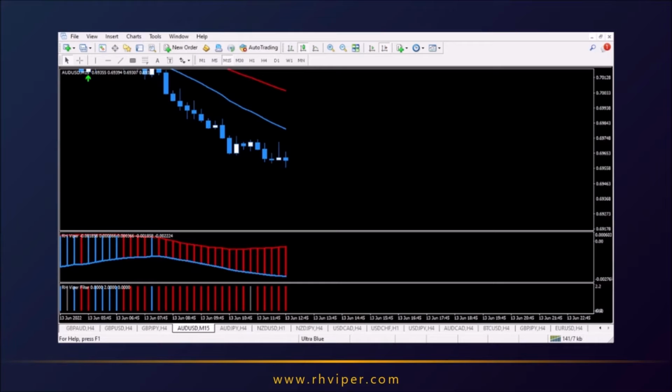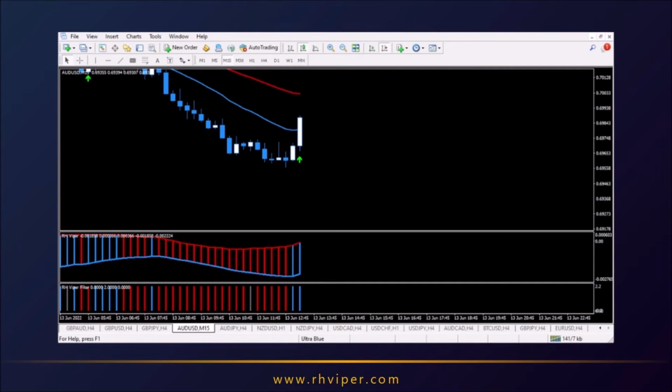So the next thing we're going to do now is be looking for the price to come back and touch that blue moving average. So when that does happen, we've got the setup phase and we'll go to the next step from there. Okay, so it's been a couple candles and we do have the price touching that blue moving average. So we are officially in setup mode.